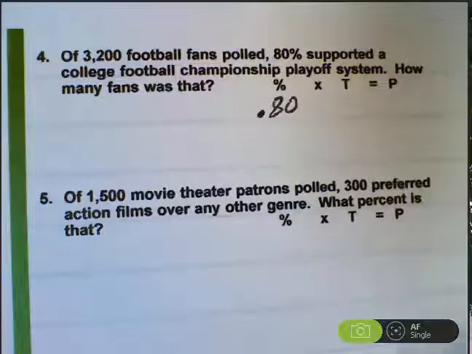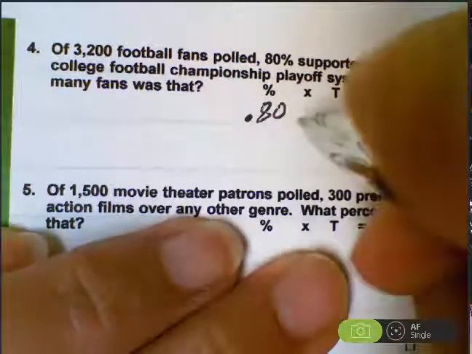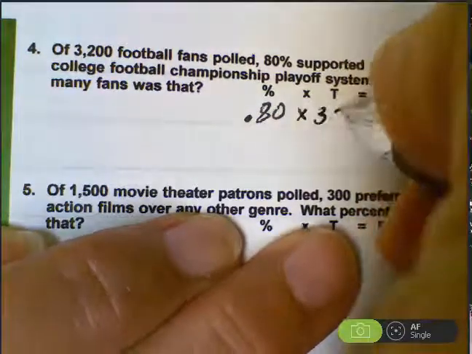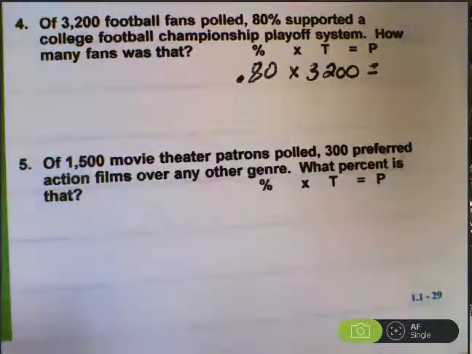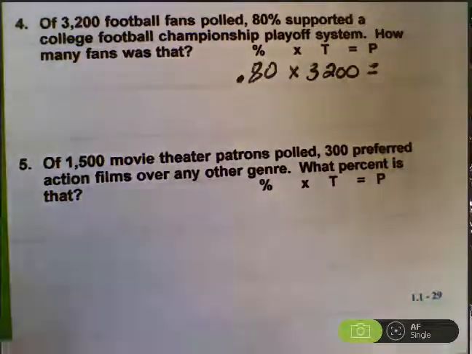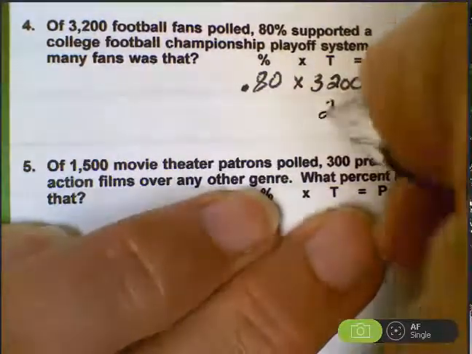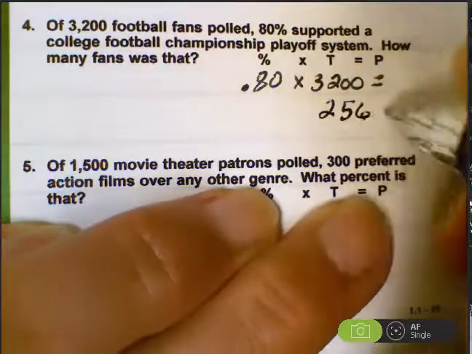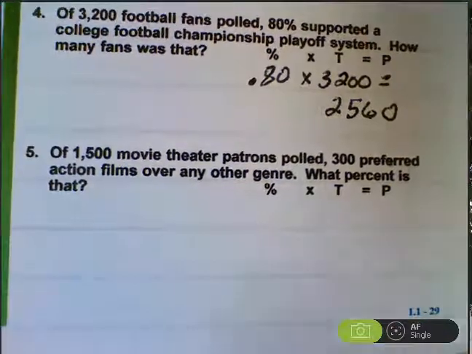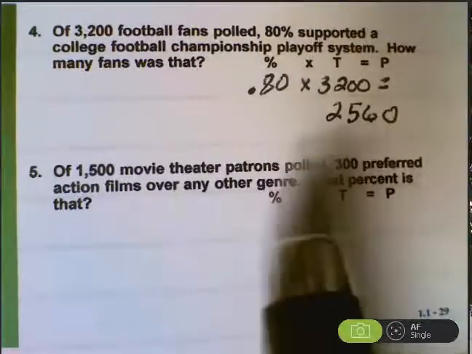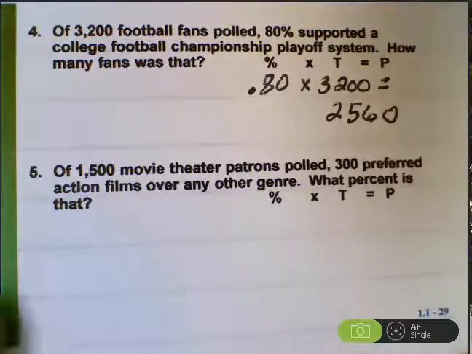So 80% times 3,200 would give us the number that we're looking for. And 80% of 3,200 is 2,560. It's not 100%, but it's a large majority of fans said they wanted the playoff system, and now we have it.